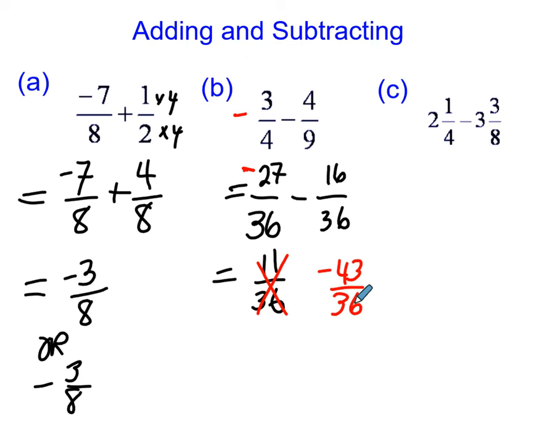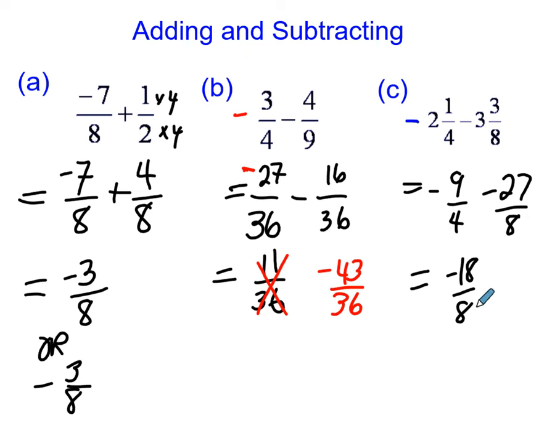And then down here, again, I'm going to throw a negative in front here, just to show you that. So I'm going to turn the first one into an improper fraction. So 2 times 4 is 8, plus 1 is 9. But then I'm going to throw the negative in. 3 times 8, okay, 24, plus 3 is 27. Again, I'm going to throw that negative in. Then I'm going to get a common denominator. So whatever I do to the bottom, I do to the top. So I multiply by 2.